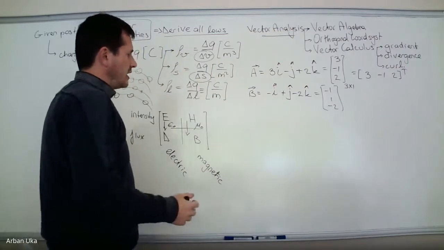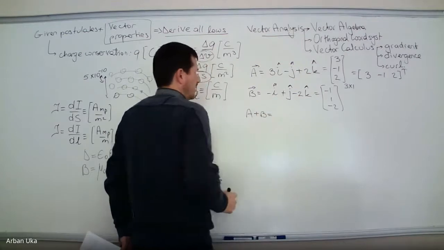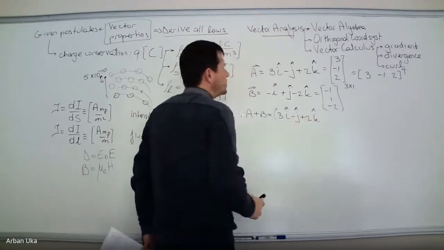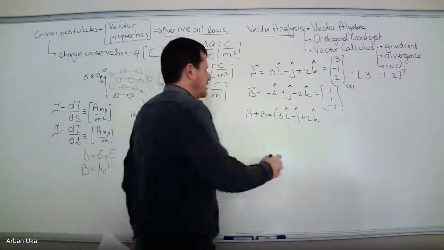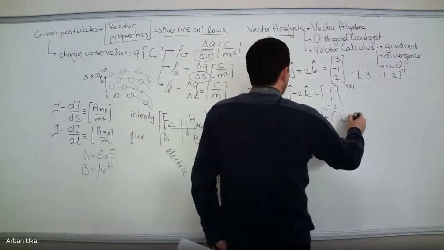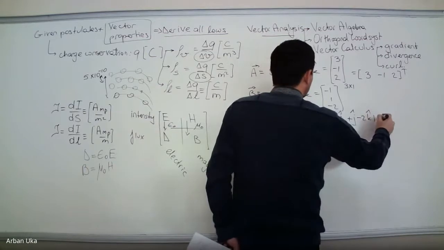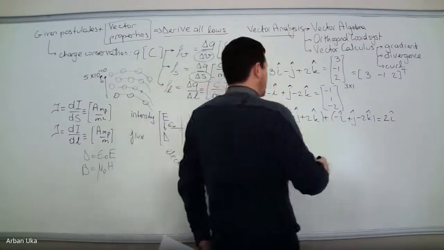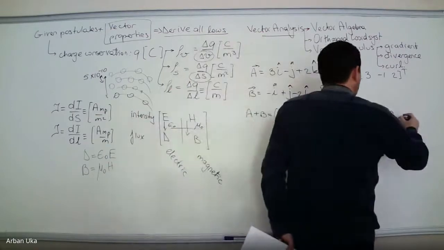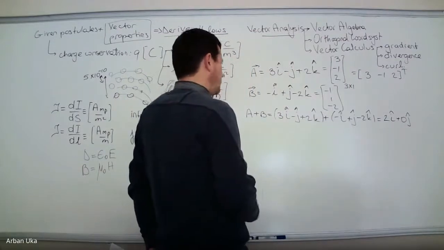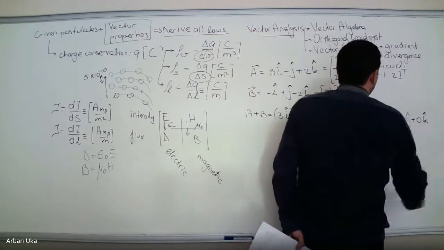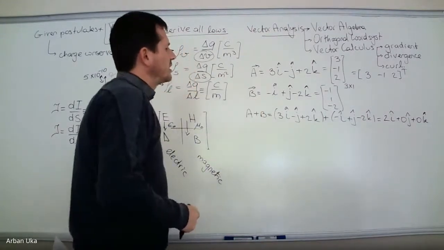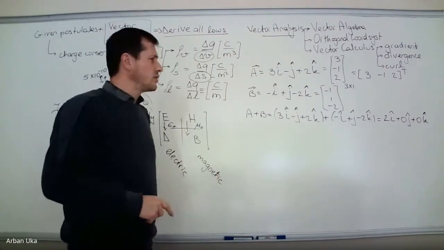And regarding these vectors, we can add them together. So A plus B would be equal to 3i minus j plus 2k, where i, j, k are the unit vectors along x, y, and z, plus minus i plus j minus 2k. And this is equal to, for the i components, 2i, 2 units along the x-axis, plus 0j, and the final one is plus 0k. So here we obtained, apparently, that's what we ended up with. The vector A is in 3-dimensional space. It's a vector which has a projection along the x, along the y, and along the z.